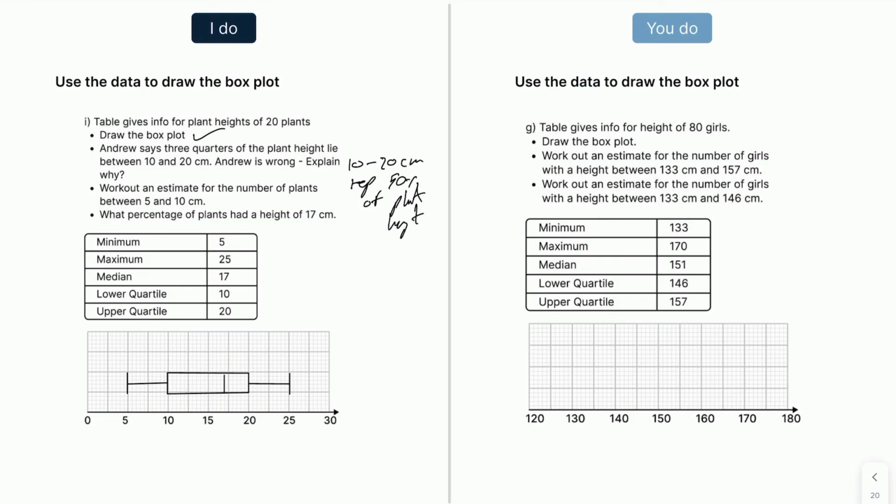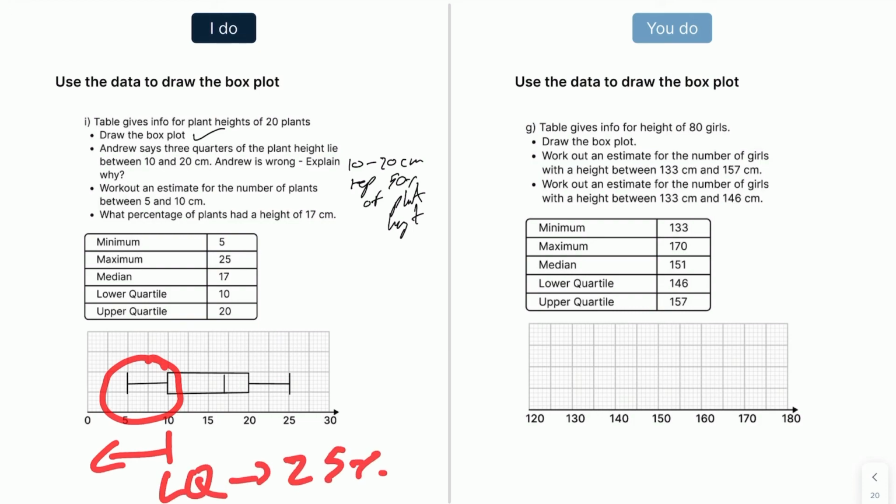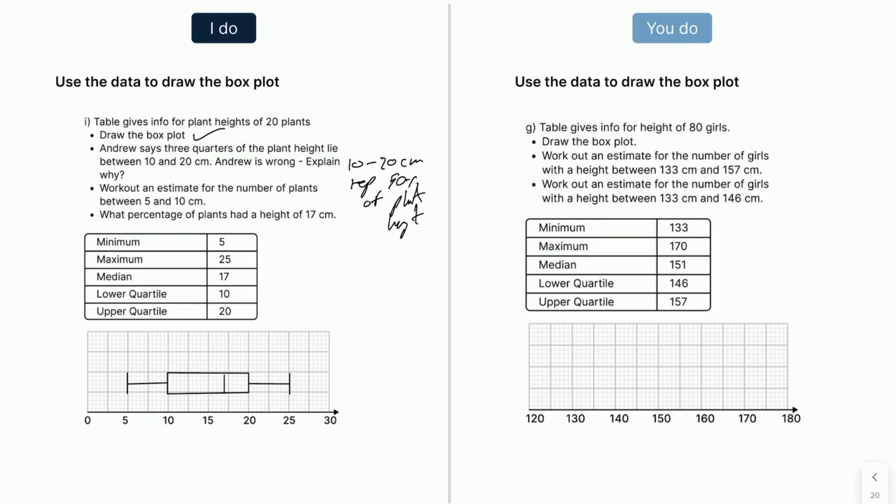And it says work out an estimate for the number of plants between 5 and 10 centimeters. So if you look at where 5 and 10 is, that's there. That's everything below the lower quartile. We know the lower quartile is 25%, so that represents 25% of the plants. So how many plants are there? We're told in the question there's 20 plants. So 25% of 20 is equal to 5. So the answer to this question is 5.